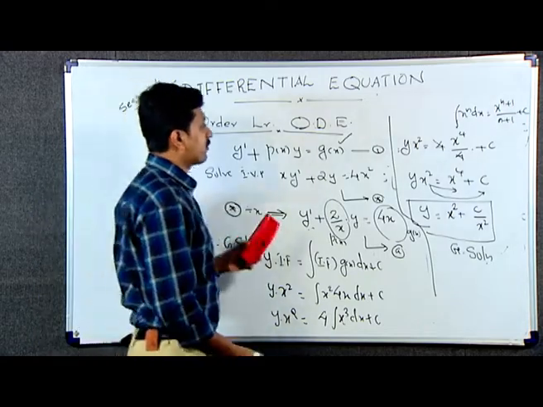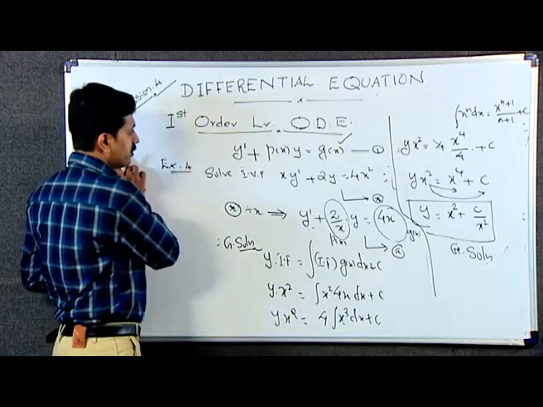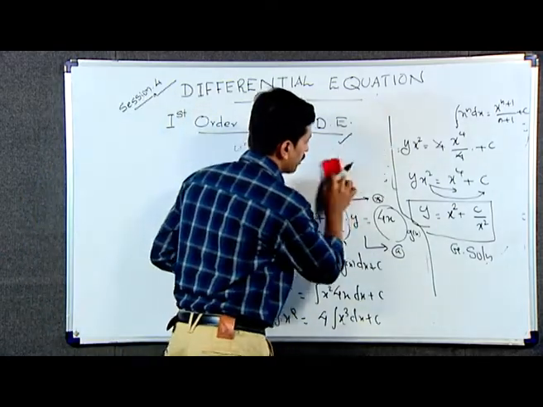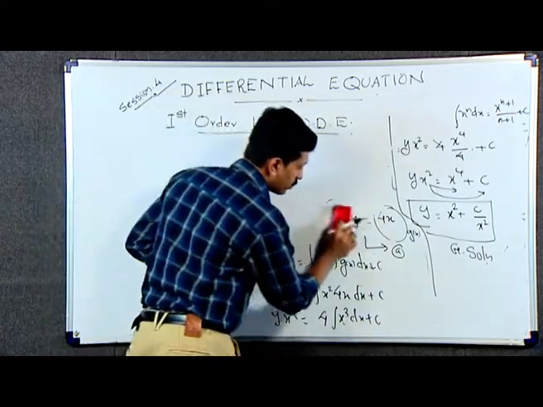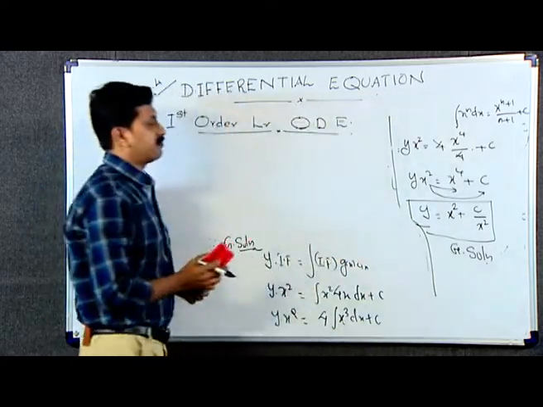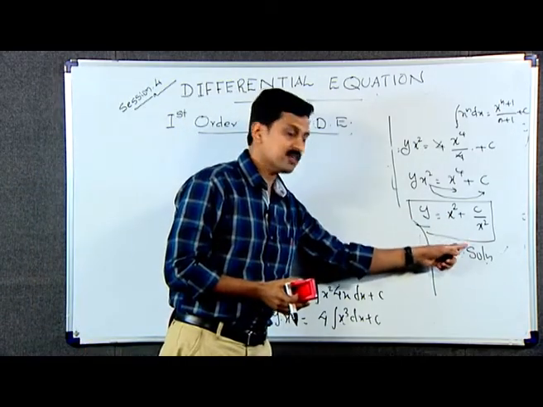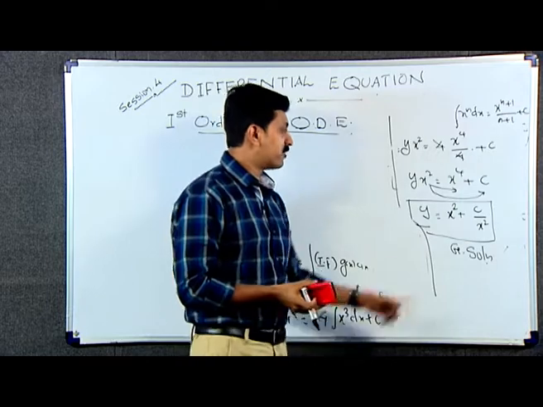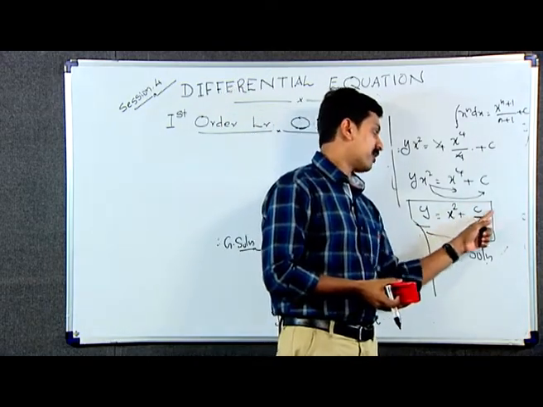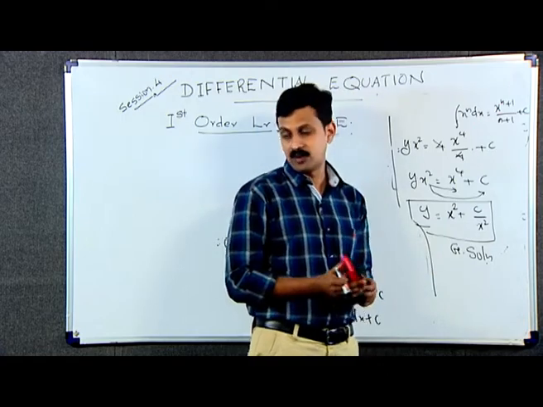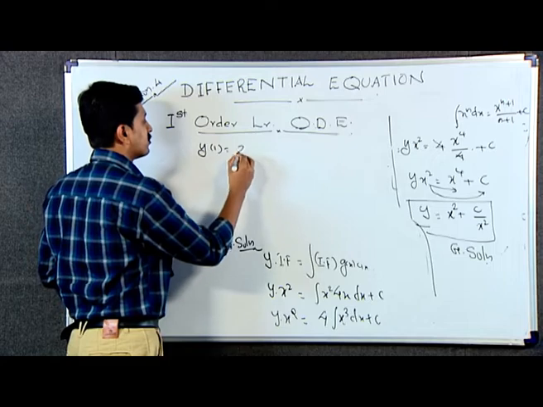Now, our differential equation is an initial value problem. Because this is an initial value problem, we have to apply the initial condition to arrive at the particular solution. What we found is the general solution, where we have the arbitrary constant c. We have to replace this c by applying the initial condition. What is our initial condition? Our initial condition is y of 1 is equal to 2.